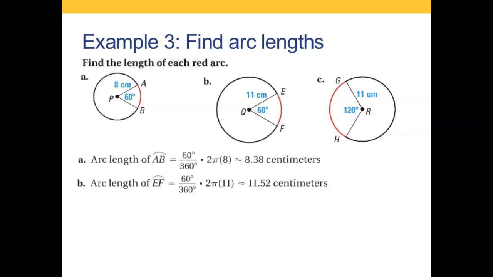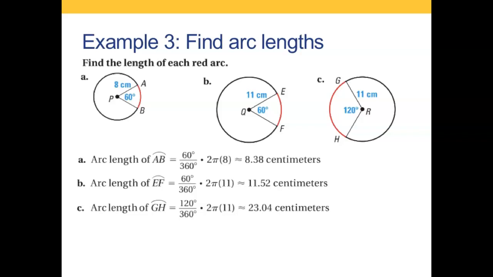All right, in the last one, you're finding the arc length of arc GH. And again, we'll do 120 over 360. We'll find that that's equal to 1/3. So we're finding 1/3 of the circumference, which is 2 pi times 11. And so this would be 23.04 centimeters.